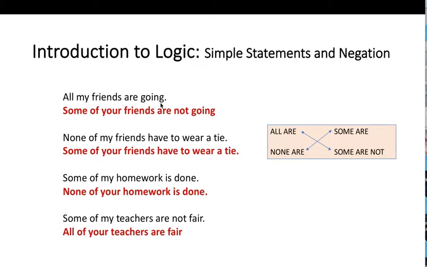All of my friends are going. Some of your friends are not going is the negation of this statement. None of my friends have to wear a tie. The negation of that statement is some of your friends have to wear a tie. Some of my homework is done. The negation, none of your homework is done. Some of my teachers are not fair. Some are not. The negation is all are. All of your teachers are fair.